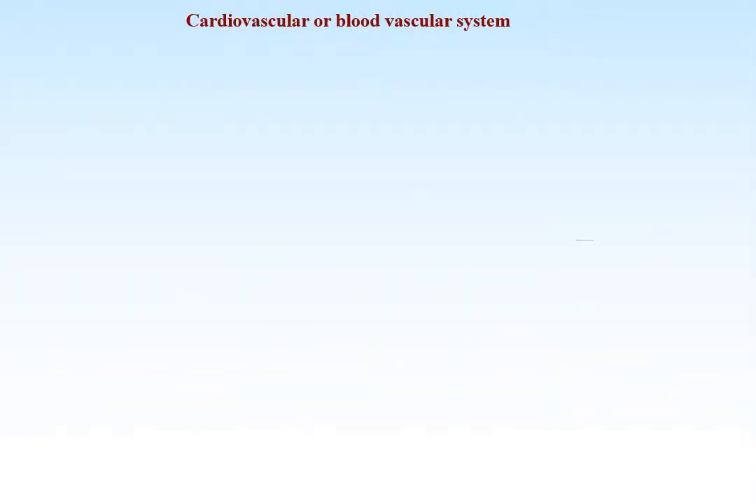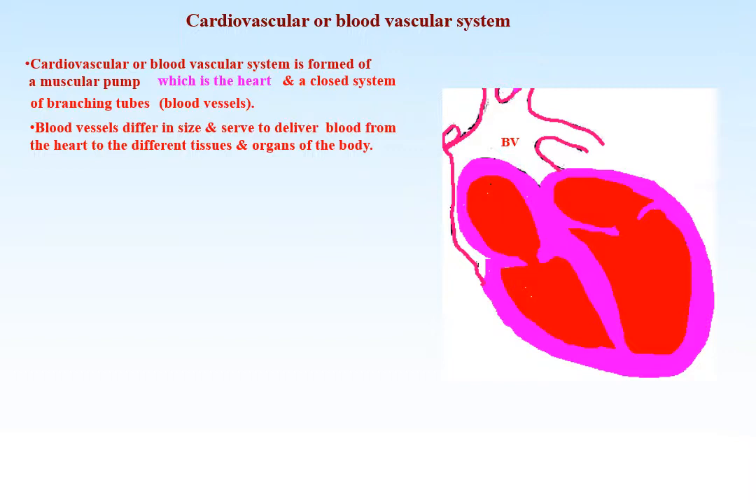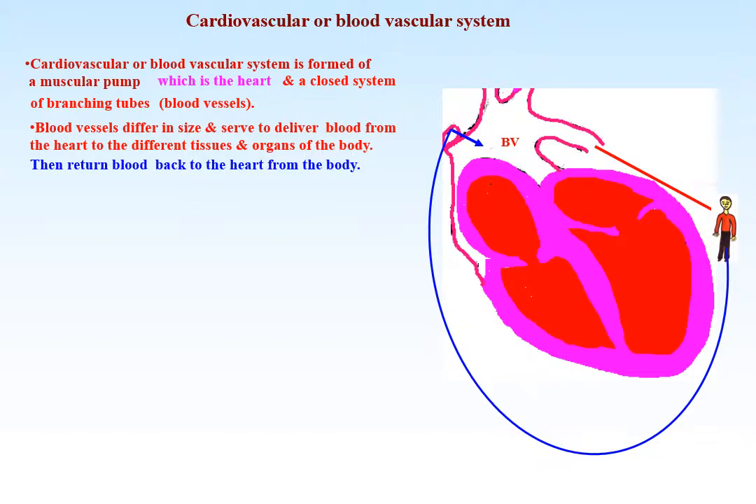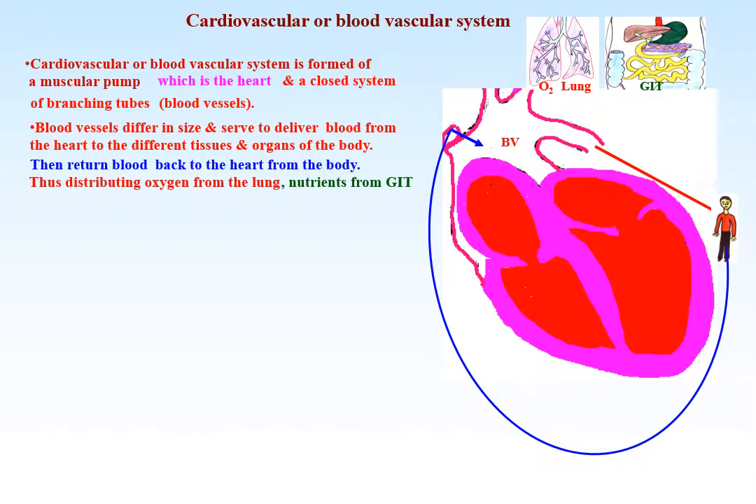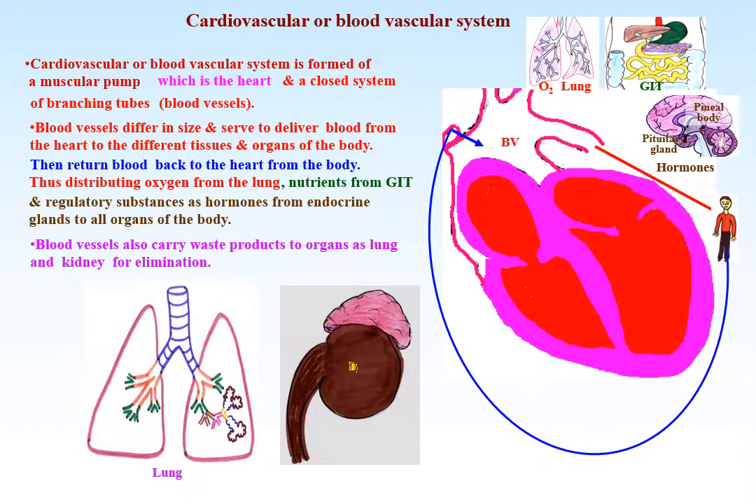Cardiovascular or blood vascular system is formed of a muscular pump, which is the heart, and a closed system of branching tubes, which are the blood vessels. Blood vessels differ in size and serve to deliver blood from the heart to the different tissues and organs of the body, then return the blood back to the heart from the body, thus distributing oxygen from the lung, nutrients from the gastrointestinal tract, and regulatory substances as hormones from endocrine glands to all organs of the body. Blood vessels also carry waste products to organs as the lung and the kidney for elimination.